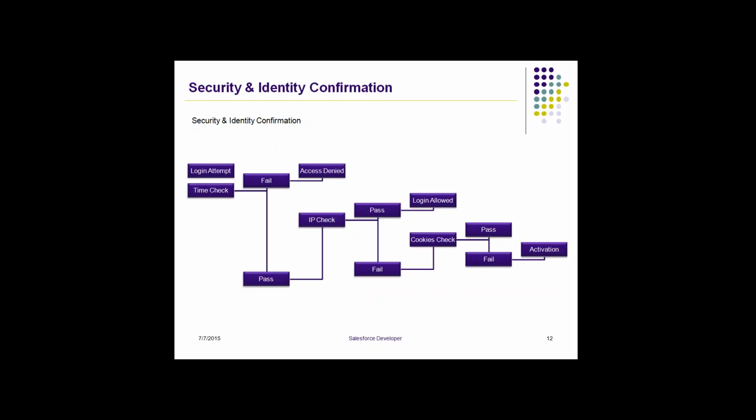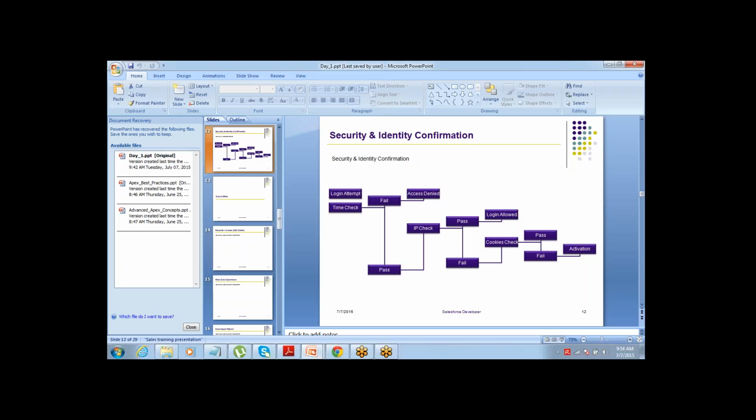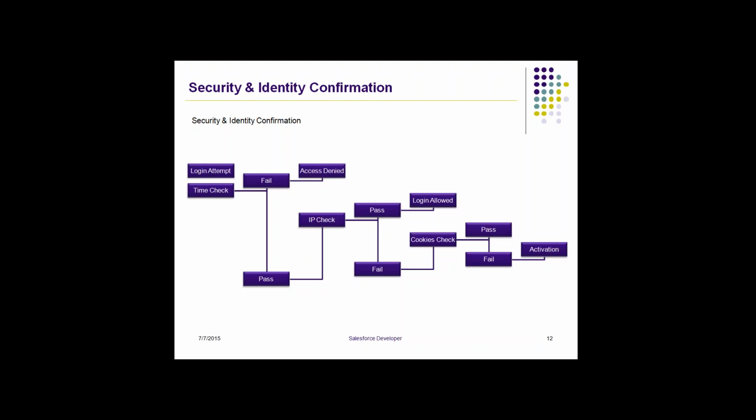Please let me know if you have any questions or doubts here for the security and identity confirmation. Can you please explain again why the time check is so critical? I got the idea why the IP check is not that critical, but why is the time check that critical? Like if it fails, access is denied.